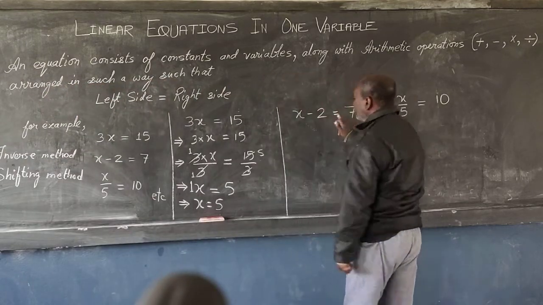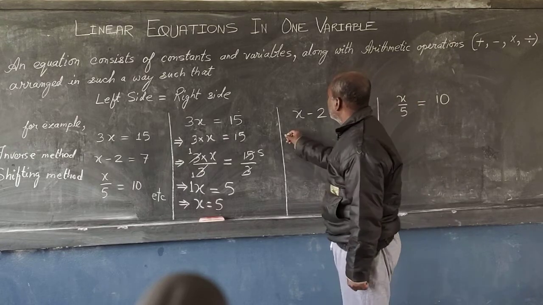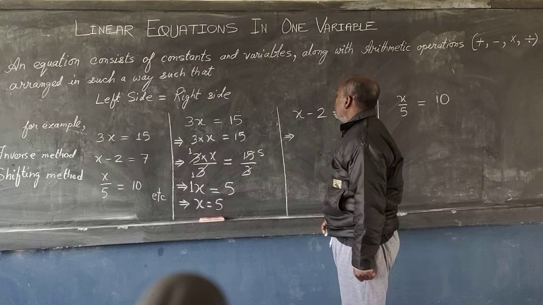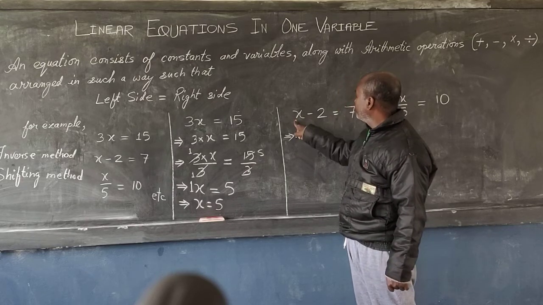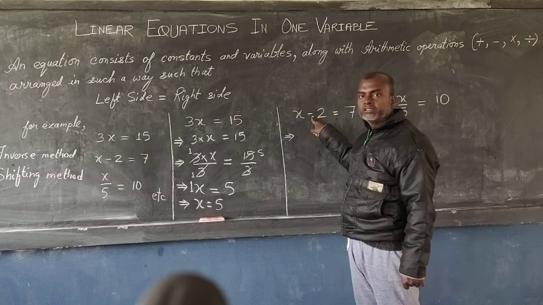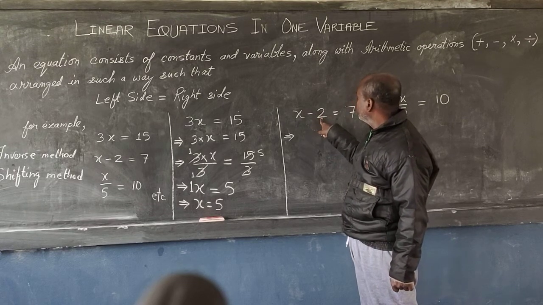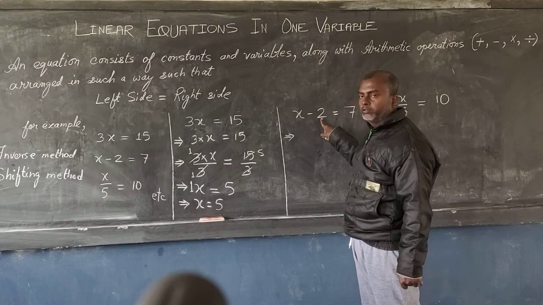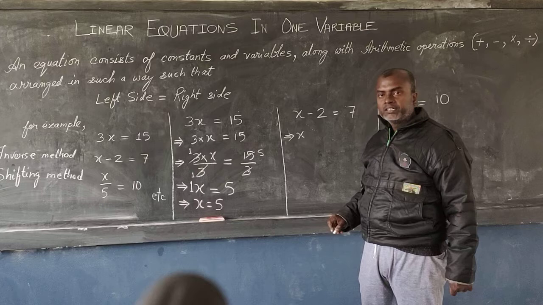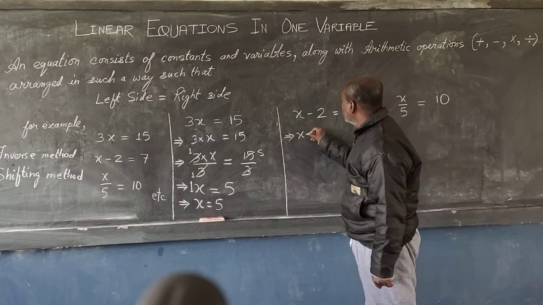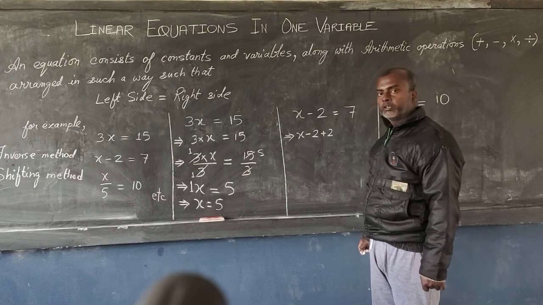Now let us solve this particular equation also using the inverse method. Alright? So again, implied sign. And as I have said, you have to check between the variable and the constant what sign is there. In this case, it is the minus sign. So to remove this 2, or to be specific, minus 2, what is the opposite of minus? Plus. So to remove minus 2, I have to give plus 2.